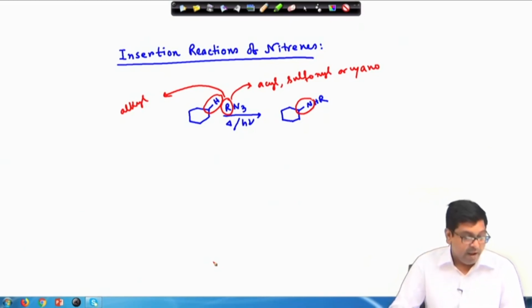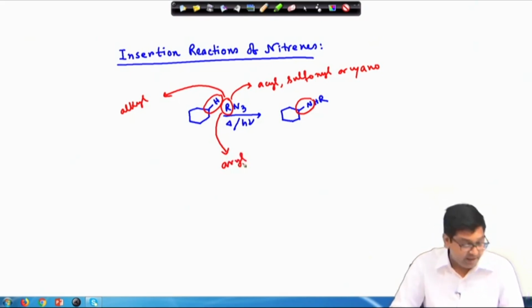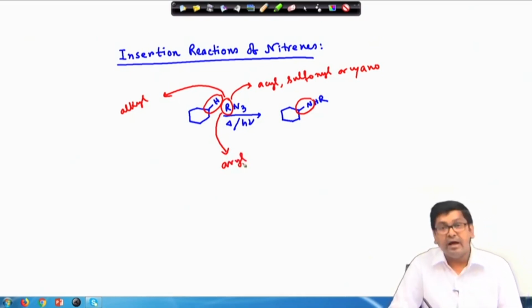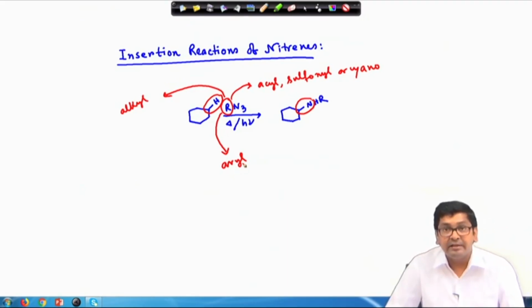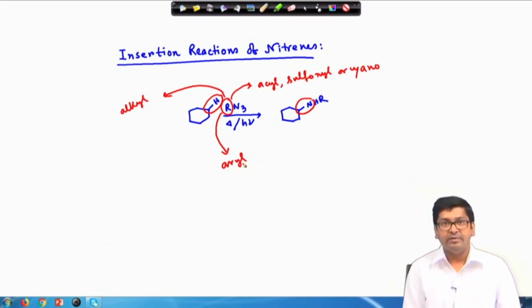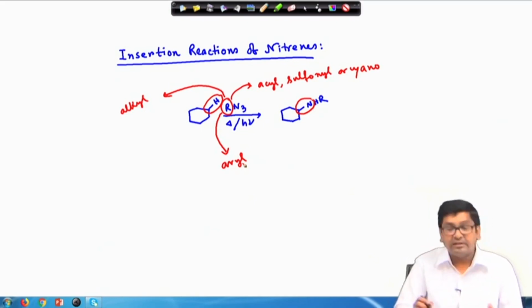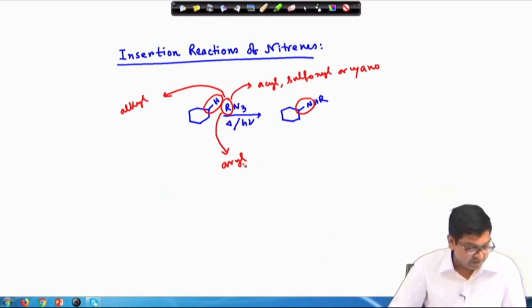And what happens when this is an aryl ring? In most cases the end product forms aniline type derivatives. Why? Because once this aryl nitrene is generated, it will abstract hydrogen and that will give you the aniline derivatives. So, these are the different aspects for various types of nitrenes.